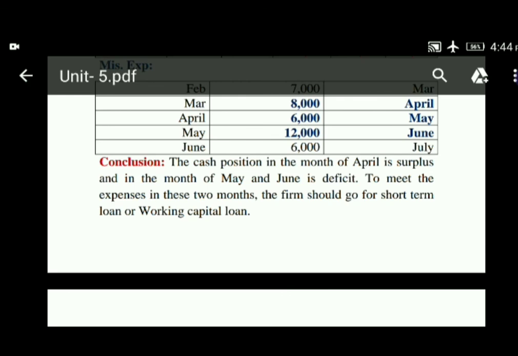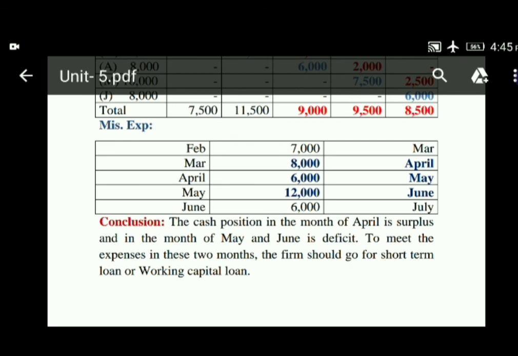So to meet the expenses in these 2 months particularly, the firm should go for a short term loan or working capital loan. So this is the preparation of cash budget. The need to prepare the cash budget is to estimate the actual position of cash in each and every month. If the cash position is surplus, then no need to worry. The financial manager or the businessman need not worry about cash.